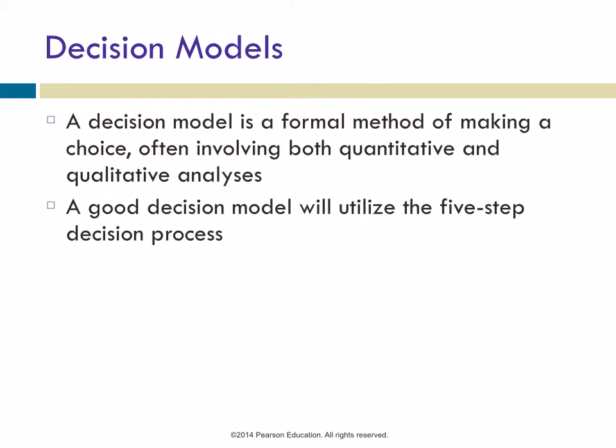So when we talk about decision models, a decision model is basically just that, a formal way of making a choice, often involving quantitative and qualitative analyses. And like I said, I don't think it's bad to have a formal model. The 5-step model would be a formal decision model where you have the 5 steps and you're going, okay, step 1, step 2, step 3, step 4, step 5.